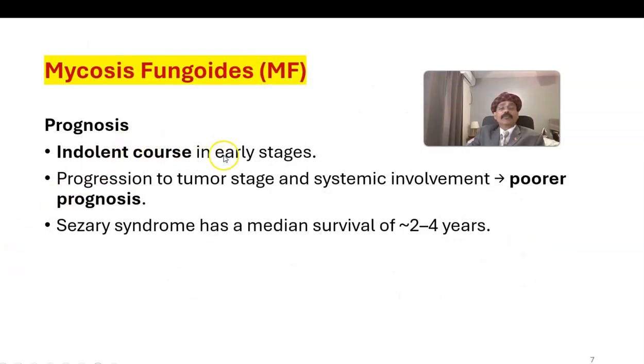Prognosis: indolent course in early stages, with progression to the tumor stage and systemic involvement. If it goes that way, there is poorer prognosis. Sézary syndrome has a median survival of 2 to 4 years, but Mycosis fungoides may be present in a person for 70 years. One record was diagnosed with Mycosis fungoides at the age of 9. That lady died at the age of 79 due to causes other than Mycosis fungoides.